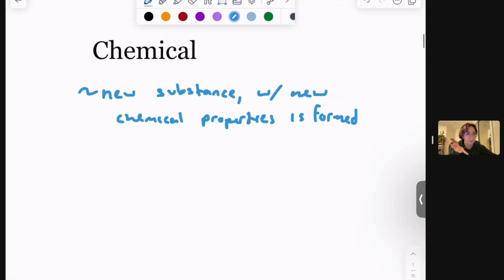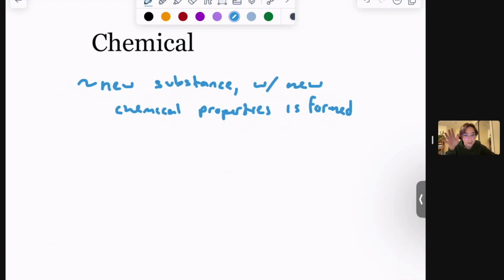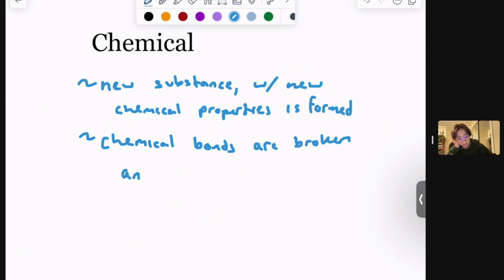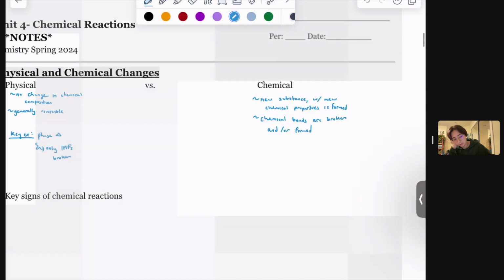So the key part of how I form a new thing, how I change what my starting material is, is that we're actually going to be breaking chemical bonds. And for our purposes, I'll just say chemical bonds, like we could be changing ionic stuff or changing covalent stuff. Chemical bonds, intramolecular forces, are broken or formed. So hopefully it'll be pretty straightforward to keep those separate in your mind.